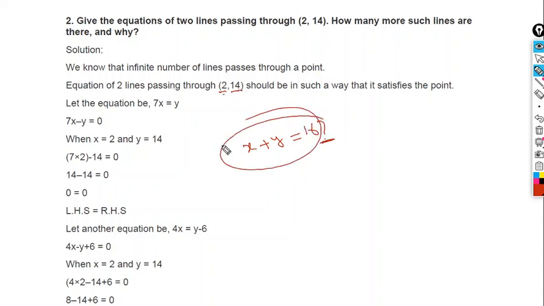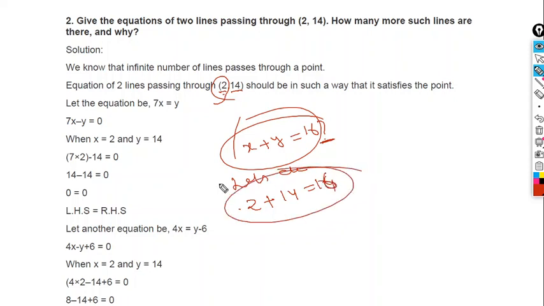If x equal to 2, y equal to 14, then 14 plus 2 will be 16. Can it be an equation? Let's see. Yes. Let's check. We can put the value of x, so 2 plus 14 equal to 16. So this is another equation. It is just a rather simpler equation.